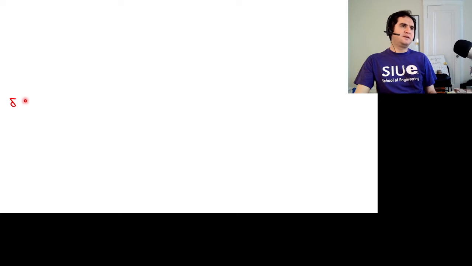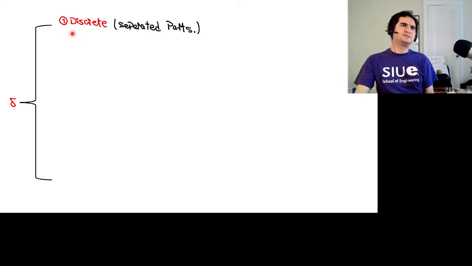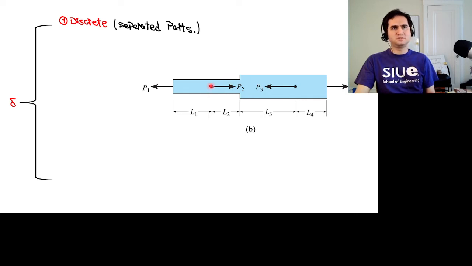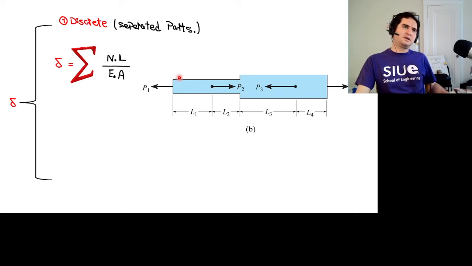In studying delta deformation, we can have two scenarios. Scenario one is when we have discrete parts, completely separated parts which consist of different blocks, for example block 1 in relation with block 2, and so on to the last one, handling various axial loads like P1, P2 to P4. In such a case, our delta is a summation of N times L over EA. If it's two parts, that's N1 L1 over E1 A1 plus N2 L2 over E2 A2.